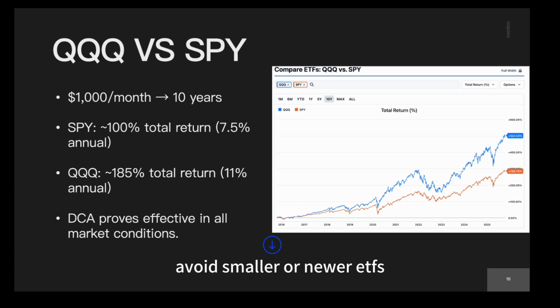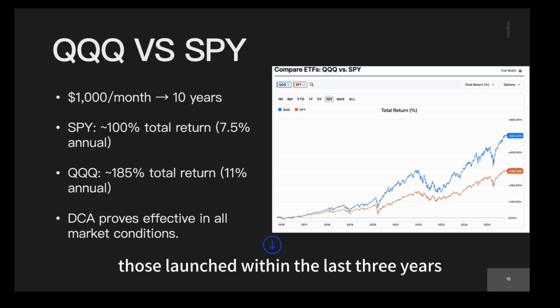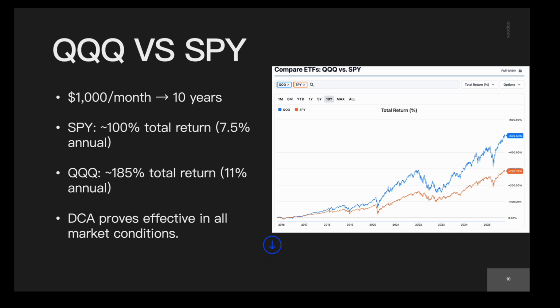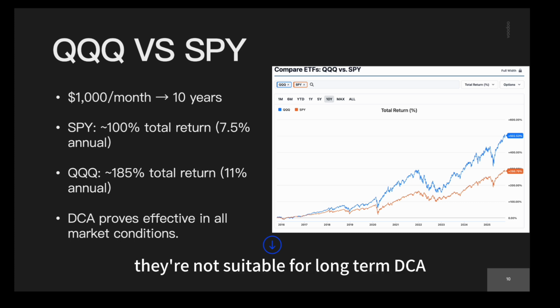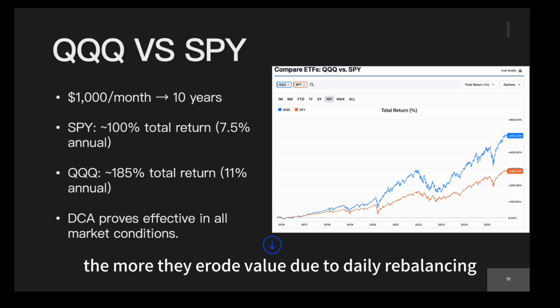Avoid smaller or newer ETFs, those launched within the last 3 years, or leveraged or inverse ETFs. All of those have hidden decay. They're not suitable for long-term DCA because the longer you hold, the more they erode value due to daily rebalancing.